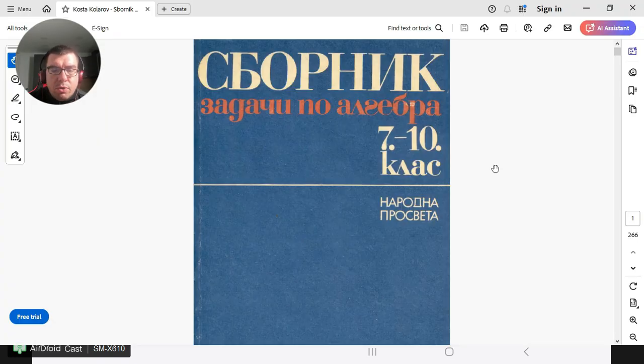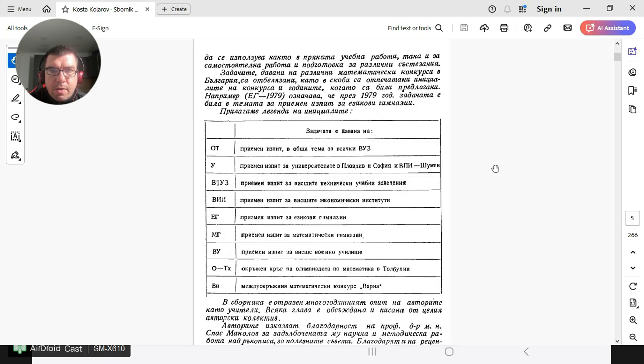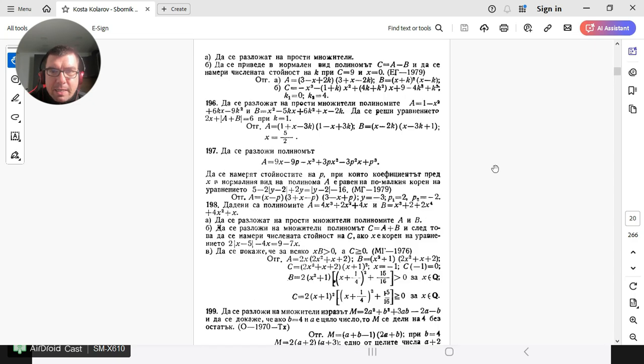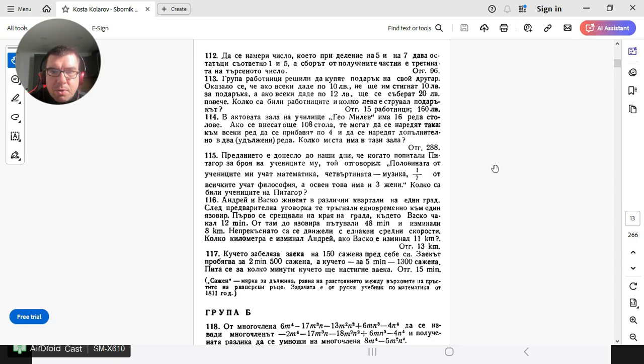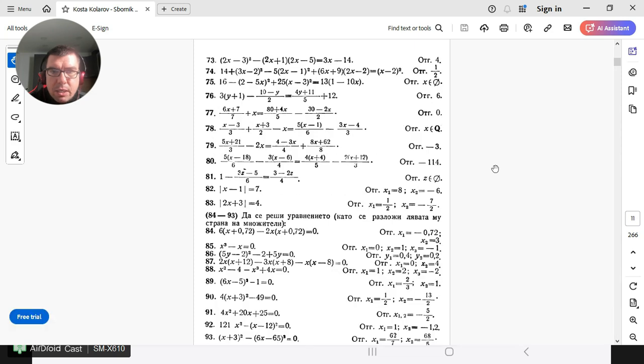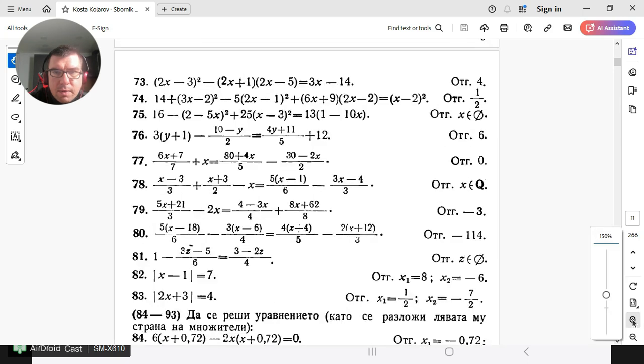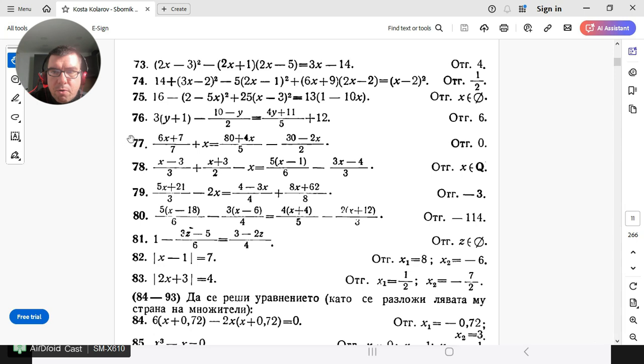Okay, as usual, we are going to use our collection of problems from our favorite hero, Kosta Kolarov. He has the best problems, I told you last time. So we are going to go to page... This is page 10 of this textbook collection of problems, and we are going to solve from 76 to 81. All right, and we have the answers here. So the first one, we should get 6. Let's see if we can solve this and get 6.